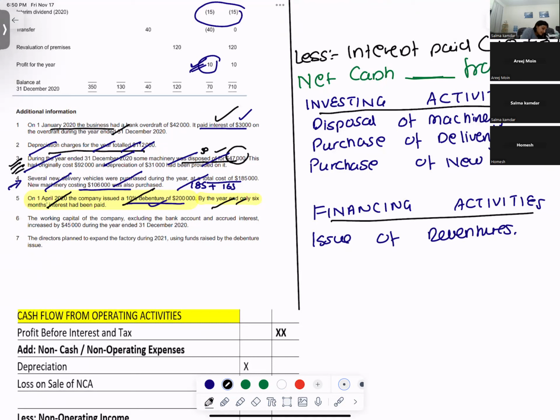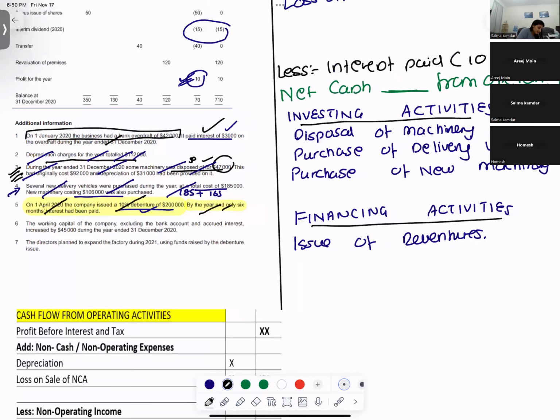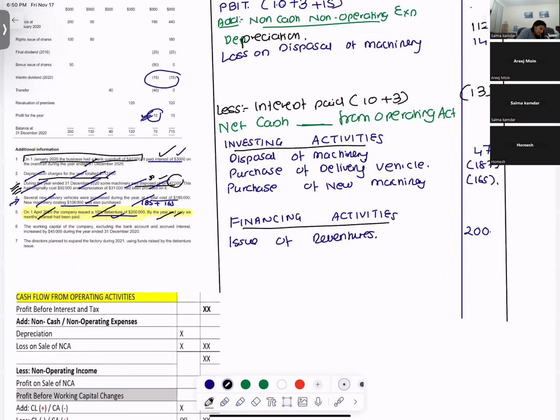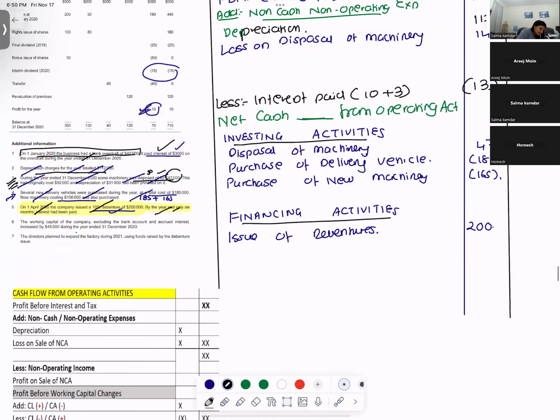On 1st January, I had a bank overdraft. Now this is still left. So I'm just putting it. Come on, go ahead. Working capital of the company, excluding bank account and accrued interest, increased by 45,000. What will you do? Working capital increased.